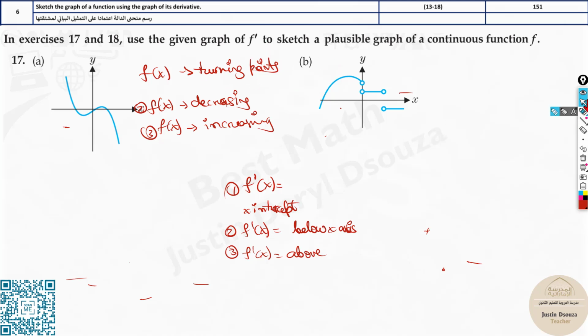Now see here, they have changed. What they have changed is that from f prime, they have given us f prime, and we have to draw the original function. So this is known. See here, x-intercepts. What are the x-intercepts? These are the three x-intercepts, right? Those will become the turning points in the final graph, and whatever is below, this one is below, right, will be decreasing, whereas the above will be increasing functions.